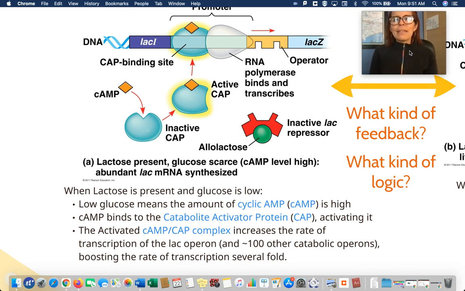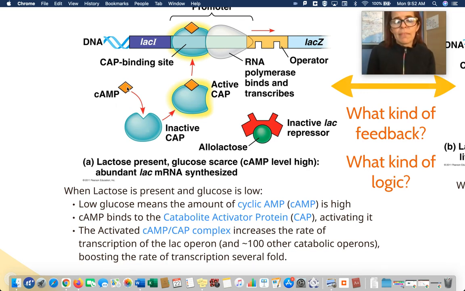So we're going to start imagining that the cell is hungry. We're going to say there's no glucose present, and we definitely do need to break that lactose apart. This new element in the lac operon is called the CAP protein. So let's take a look at it. It says lactose is present, but glucose is scarce. So in other words, this E. coli is hungry. It wants to turbocharge the breakdown of lactose, wants to break down that lactose as fast as humanly possible. So it says low glucose means the amount of cyclic AMP is high.